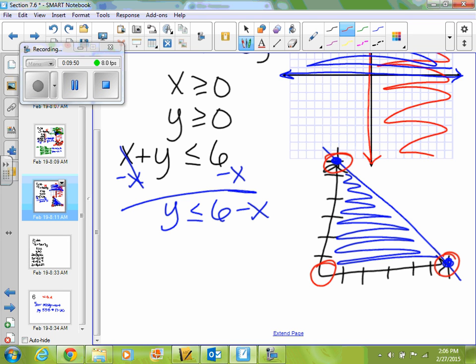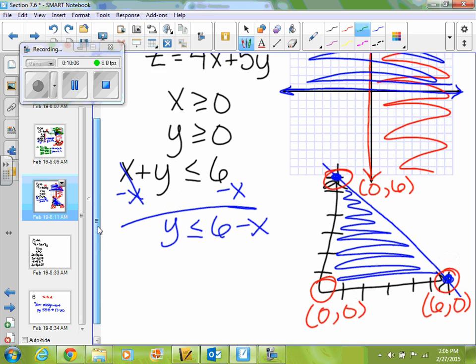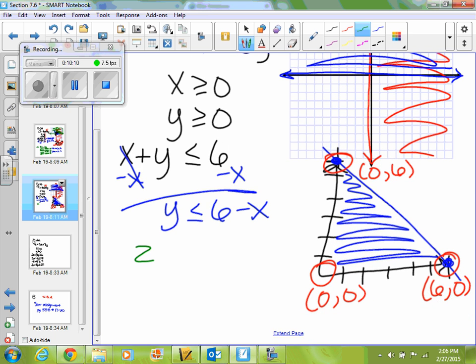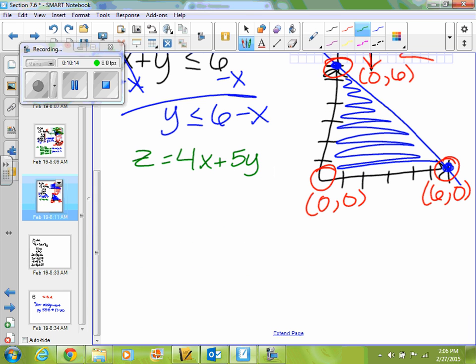And then you just plug them in. So 0, 0 is one of my vertices. 0, 6 is another one, and 6, 0 is the last one. Alright, and my constraint is z equals 4x plus 5y. Okay, so we'll plug in my constraint.